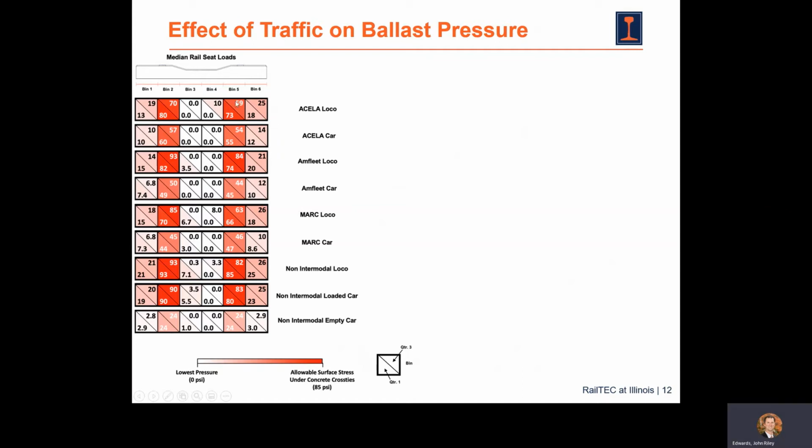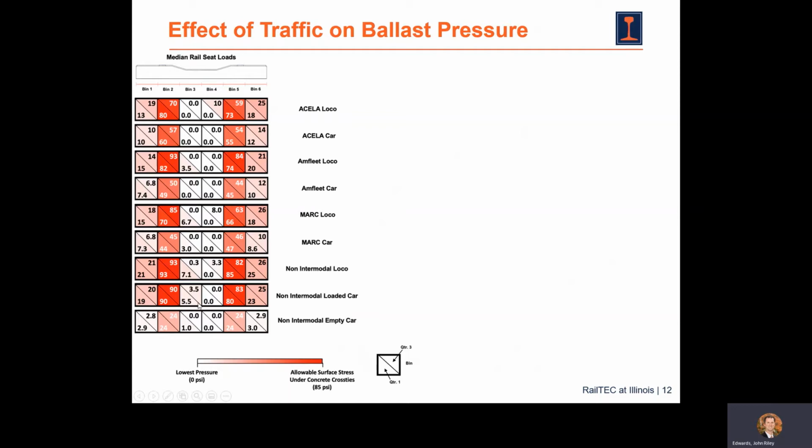And we can see graphically once again that the rail seat bends show the highest pressures, and it's interesting to look down and you can see some of the loaded freight cars are the ones that are up to and exceeding the AREMA recommended values, as we talked about earlier.